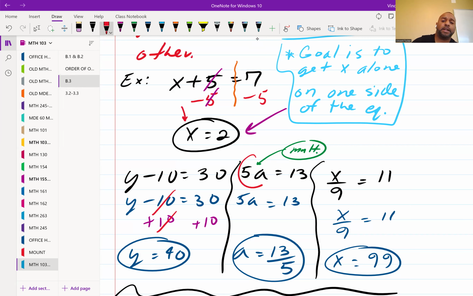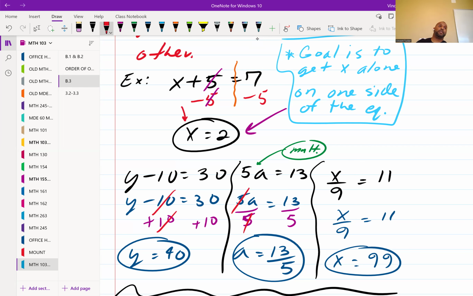Remember we mentioned this last class, whenever a number is right up against a variable, that's multiplication. So 5a means 5 times a. So in order to undo the multiplication of 5, I need to divide. And if I divide on this side, I have to divide on this side as well. Fives cancel. Remember, 5 over 5 is just 1. So it's 1a. And then I have 13 over 5 as my answer.